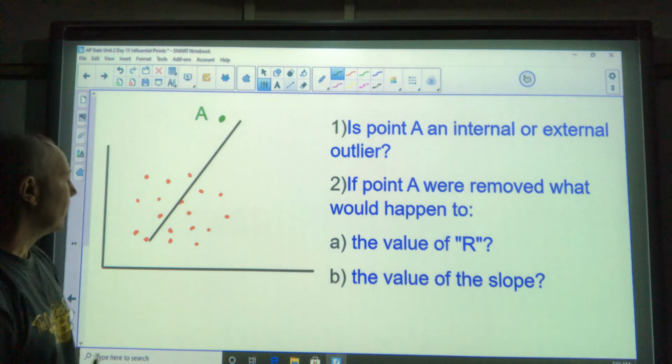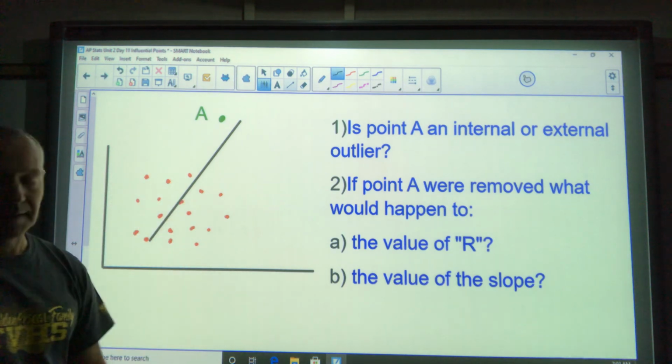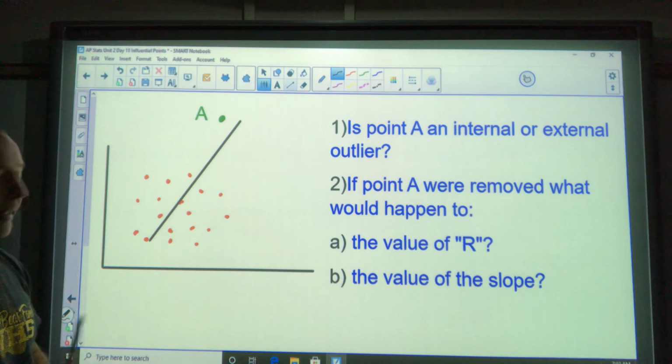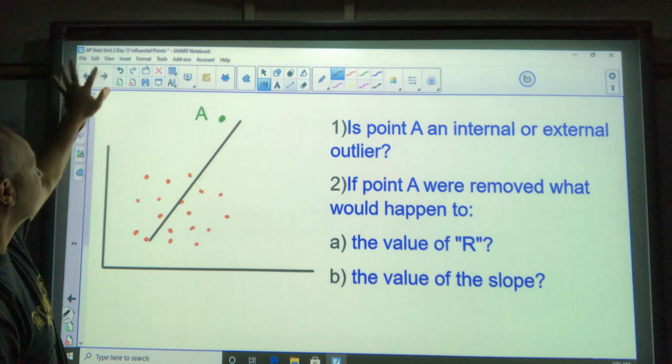The value of the slope, I can't even begin to guess that because I have no idea. This looks like a correlation near 0. And I don't know which way that line would go, so I wouldn't be able to answer the slope on this one. All right, and I believe that's it for the day.